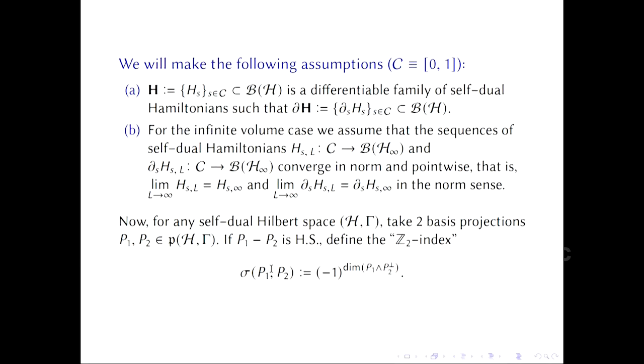Well, if we have two Hamiltonians, and if they are gapped, then the ground state will be unique, and we can associate basis projections to the ground states. Now, if the difference between these two projections is of Hilbert-Schmidt type, we can take the range of these projections, take their intersection, and compute its dimension. It will be finite dimensional because the difference between P1 and P2 will be Hilbert-Schmidt. Now, according to the evenness or oddness of the dimension of this space, we will get the possible values of this index. So it can be shown that this index is a topological index.